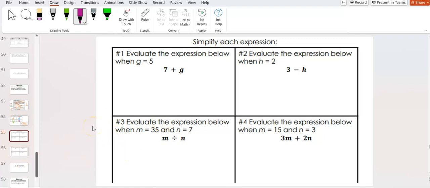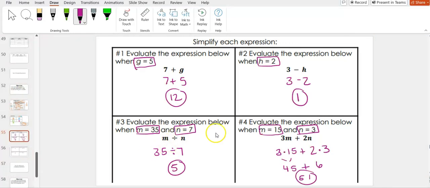All right, so this is going to be your practice. So I would pause here, try these 4 problems, and then join me and see if you got them right. All right, these are pretty basic. They're going to get more complicated as we go. But your first one, you should have got 12, then 1, then 5, and then we should have multiplied the 3 in the m, which is 15, and multiplied the 2 in the n, which is 6. 45 plus 6 is 51.